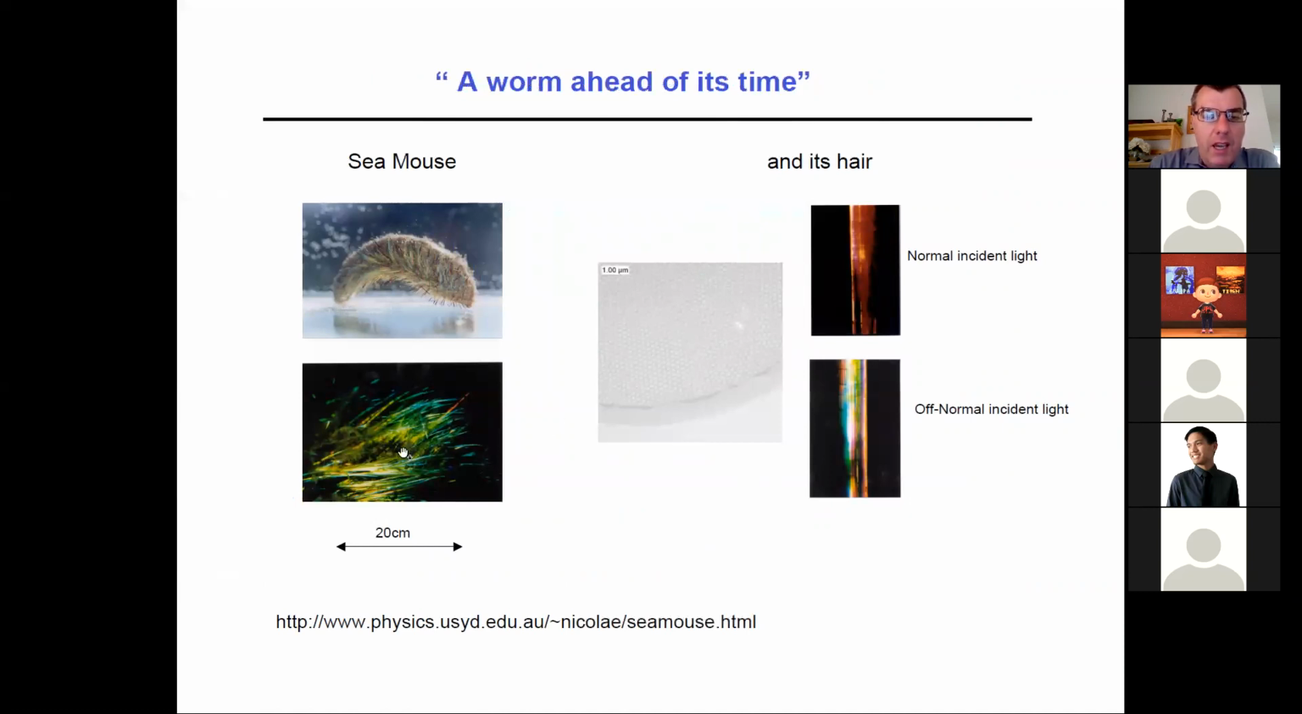There are many animals that on the microscopic scale exhibit these periodic patterns. They chose the sea mouse. A better example, I think, is a lot of beetles. There are insects around here in this area that when you look at them, you see different colors from different angles.